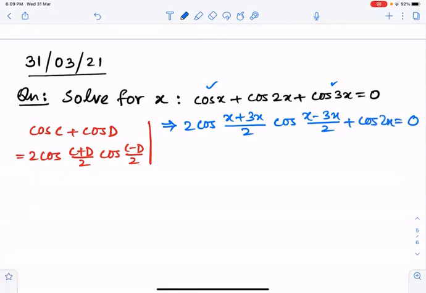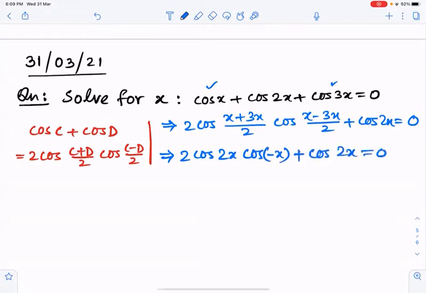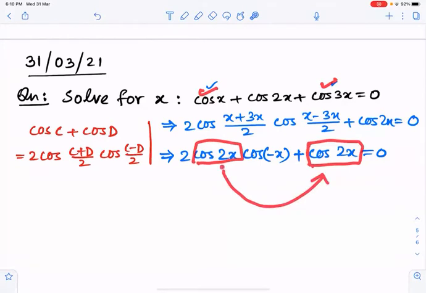Okay, so this implies 2 cos, we have (x plus 3x) by 2, which is 4x by 2, that's 2x, into cos of minus x plus cos 2x equal to 0. You see, after applying this formula on first and third term, I have got a cos 2x, which is already there in this term, and now I can take cos 2x common.